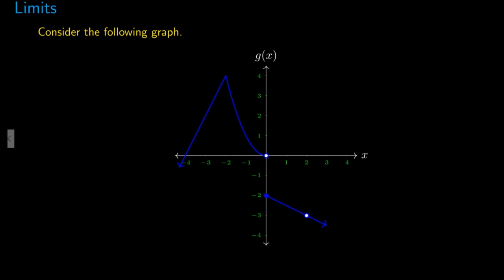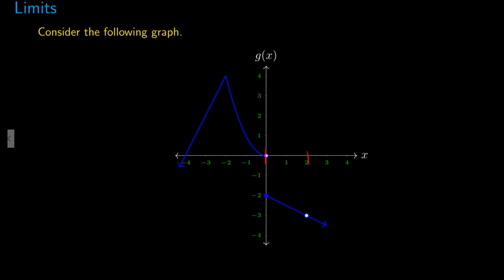Now let's consider the following graph. We're going to look for places where the limit exists and where the limit doesn't exist. And we have two areas of interest, or two spaces of interest. The first at x equals 0 and x equals 2.